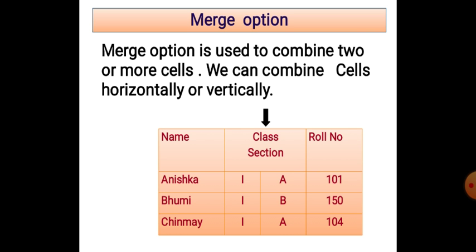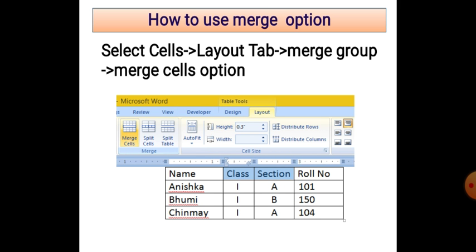Please see this example. In the class section cell, this is a single cell, but as you will see below it there are two cells, which means we have merged 2 cells horizontally. Now how can we merge cells? First of all, we have to select the cells we want to merge, and after that we will come to the layout tab, and in the merge group we will click on the merge cells option.